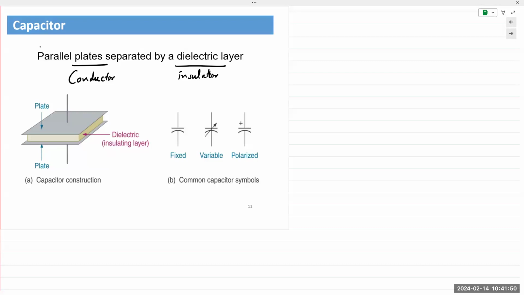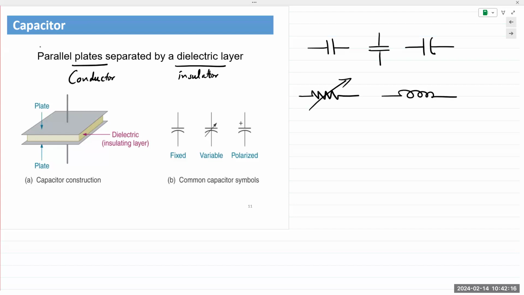The symbol for a capacitor, to represent two parallel plates, is just two parallel lines of equal length. One end could be concave, curved. If there's an arrow going through a component, which isn't something I actually pointed out earlier, whether it's an inductor, capacitor, or resistor, that arrow simply notes that the value is variable or the value can be changed.